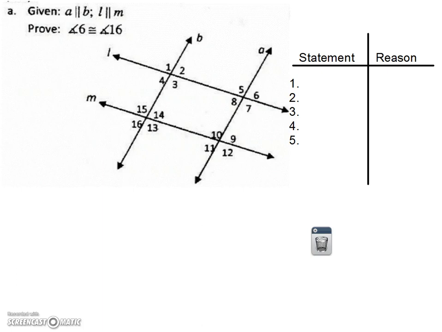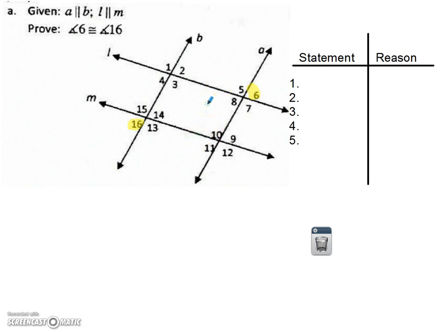Good evening. We are here to prove, using a two-column proof, a statement and a reason, that angle 6, which is here, is congruent to angle 16, which is way over here. Now, when you think of it, some would say automatically that angle 6 and angle 16 are alternate exteriors, which means that they are on alternate sides of each other, and exterior means they are outside the parallel lines.